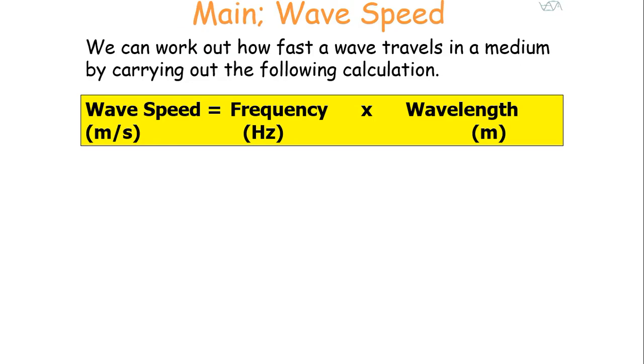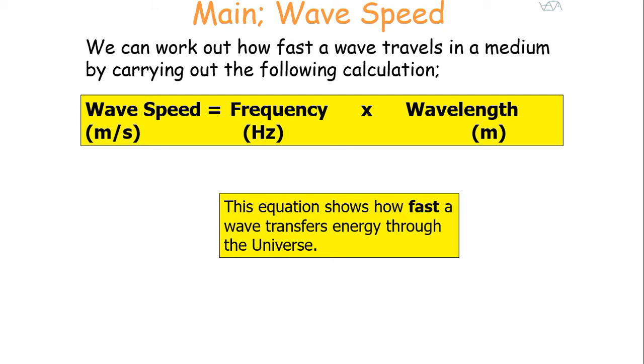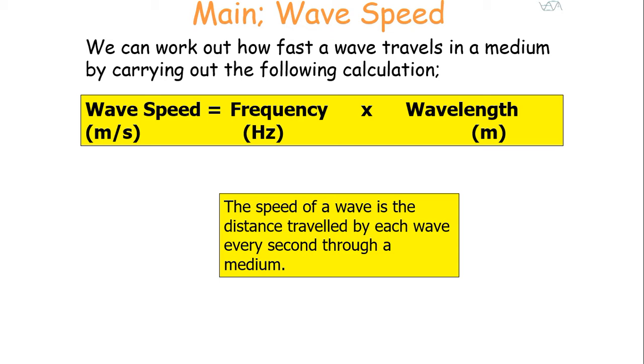Now, we can work out how fast a wave travels in a medium by carrying out the following calculation. Wave speed in meters per second is equal to frequency in hertz times by the wavelength in meters. Now, you will have to recall and apply this equation for your examination, and this equation shows how fast a wave transfers energy throughout the universe. So the speed of a wave is the distance travelled by each wave every second through a particular medium.